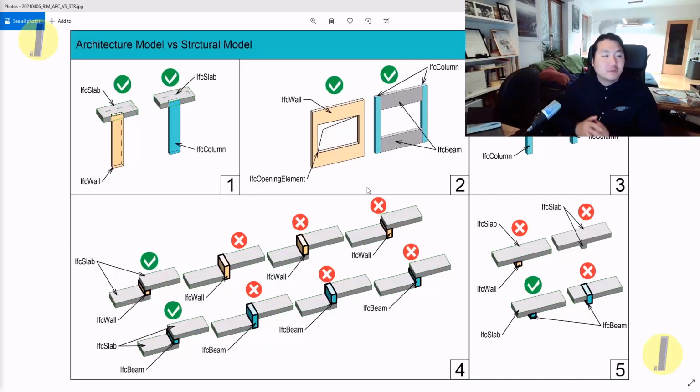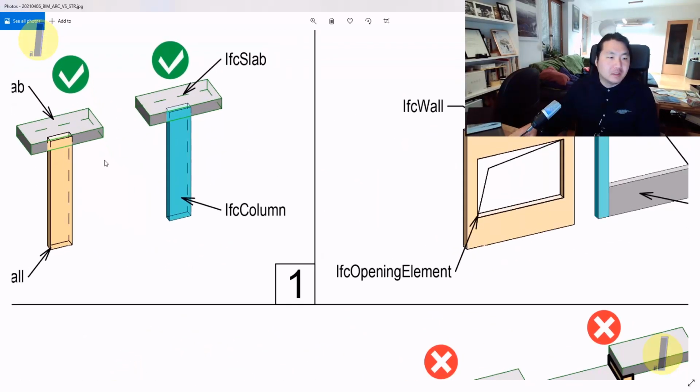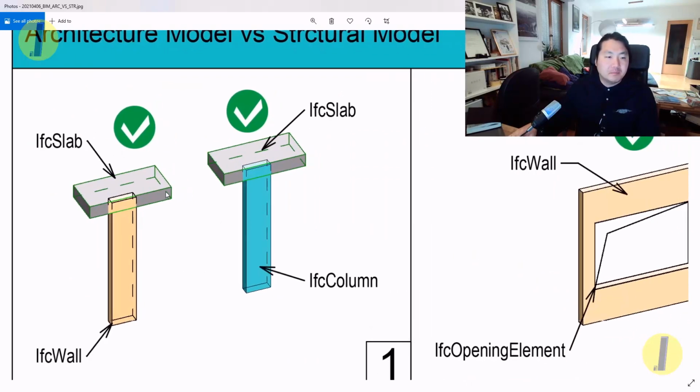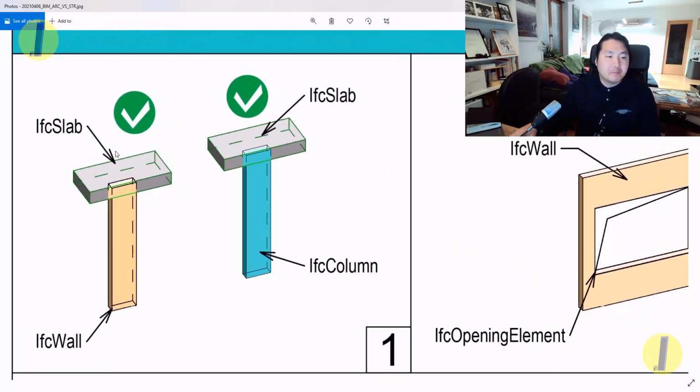So, first example, when we have to be careful about the architectural model and structural model. In this example, in some cases, the architect model obviously has the slab and the column, but in some cases there's a little bit of confusion between column and wall. I think it depends on norms, on how your national standard defines it.